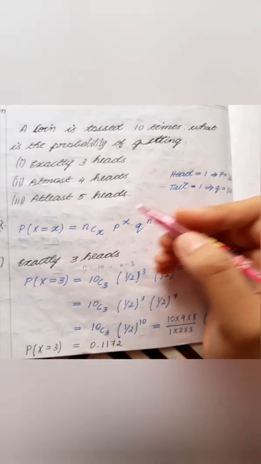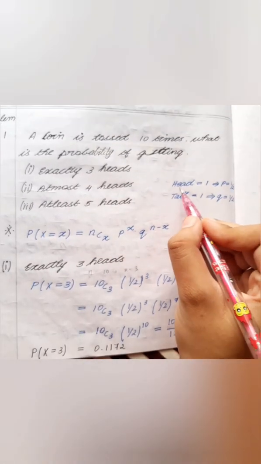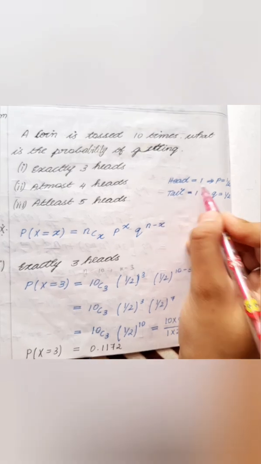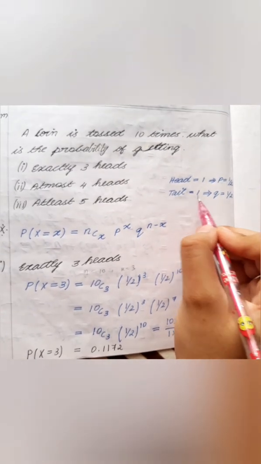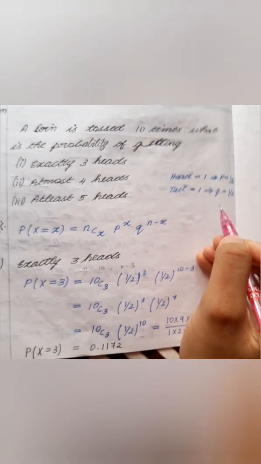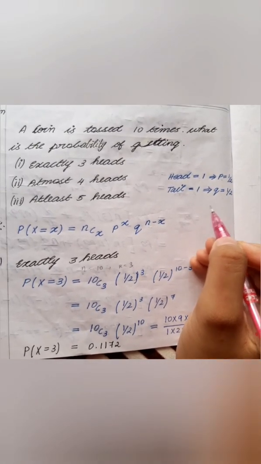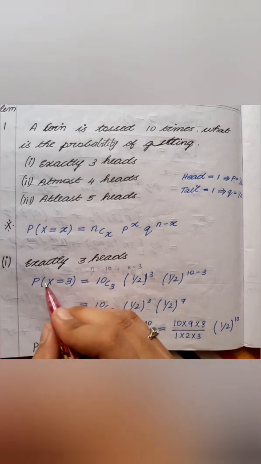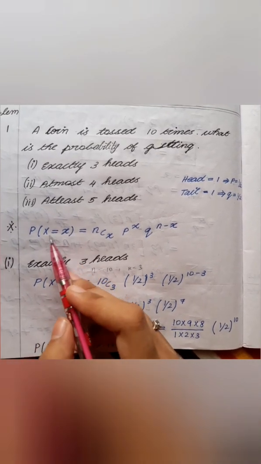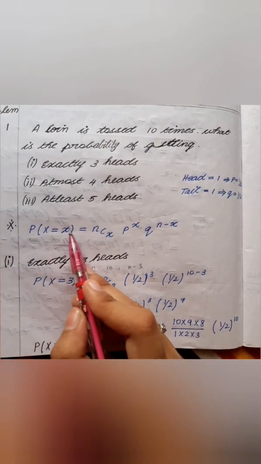So, we have the formula P(x) = nCx p^x q^(n-x), where head and tail are in one coin, so it denotes p is equal to 1/2 and q also is equal to 1/2. Now for the first subdivision, we have to find exactly 3 heads. So we are substituting x is equal to 3.